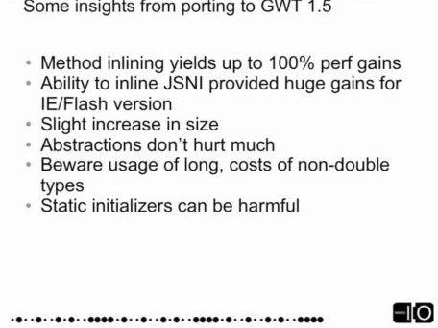I just wanted to mention some key insights that I got from porting this to 1.5. I had to make a couple of changes, but method inlining yielded up to 100% performance gains. This has been mentioned several times. In some of the core inner loops, the rendering loops, the speedup was about 2x. The ability to inline tiny methods, huge win on IE6.